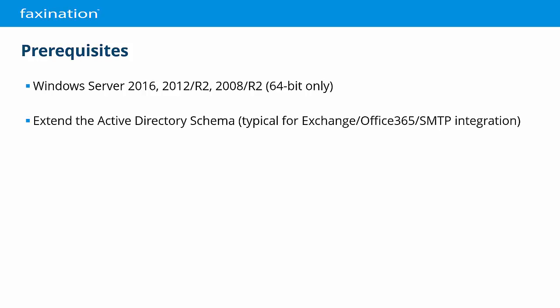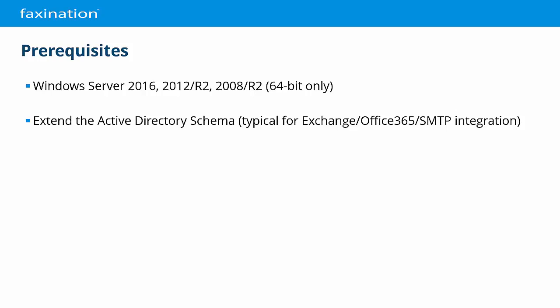We'll be extending our Active Directory schema. That gives us a place within Active Directory to store the per-user options and permissions for our on-premise Exchange integration. The Active Directory schema extensions can also be used with Office 365 and the Faxination SMTP interface.